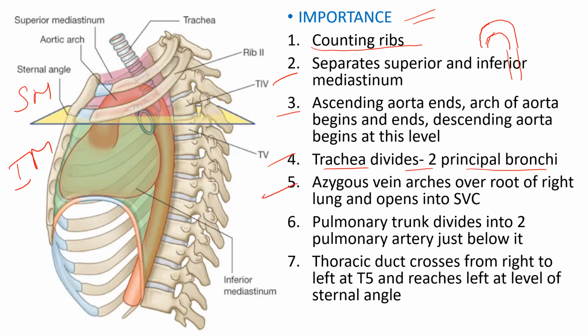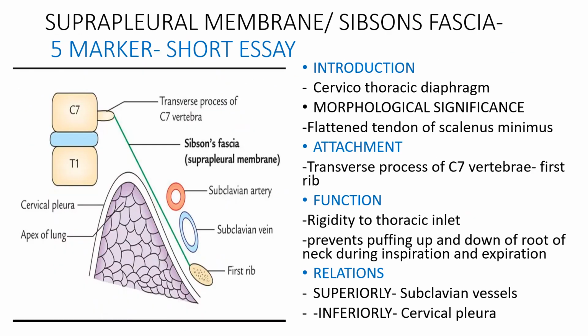We already discussed that the azygos vein arches over the root of the right lung and opens into the superior vena cava. We also discussed that the pulmonary trunk divides into two pulmonary arteries just below this level, and the thoracic duct crosses from the right to the left at T5. It reaches the left at the level of the sternal angle. So these are the catchy points for this question.